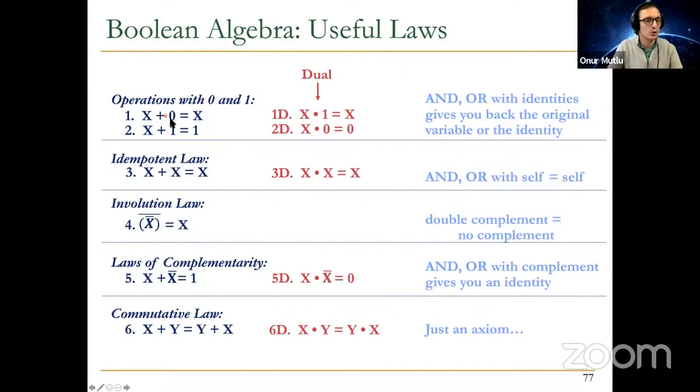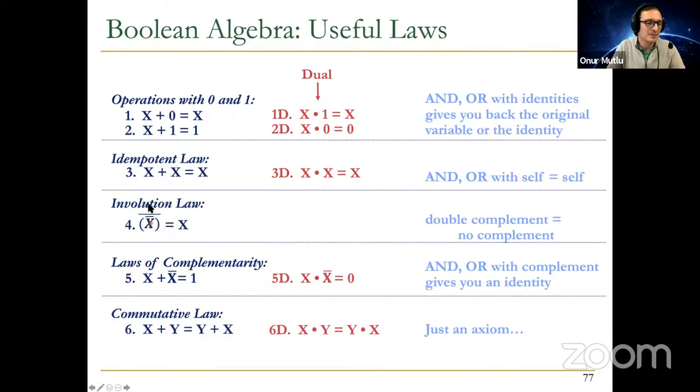X ORed with zero is X. So basically, we change AND to OR, going from right to left over here, and 1 to 0, and similar over here. So basically, hopefully these are clear. Idempotent law means that X or X is X, and X and X is X. Hopefully that's clear. Again, that's Boolean algebra.